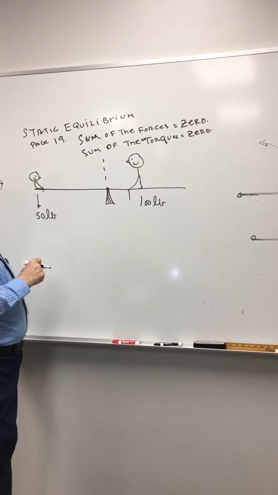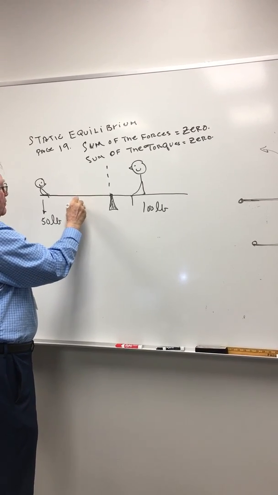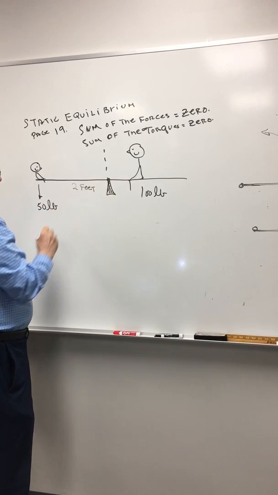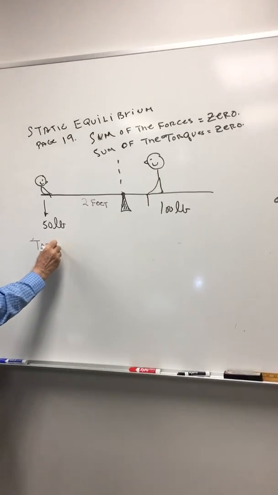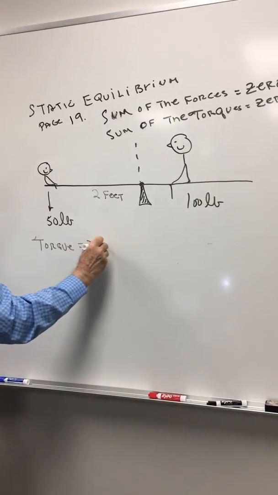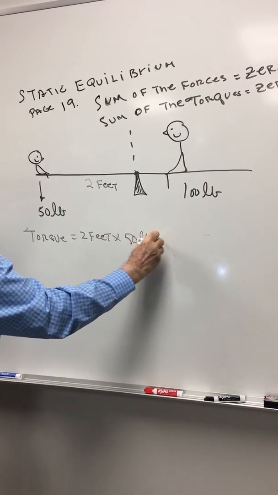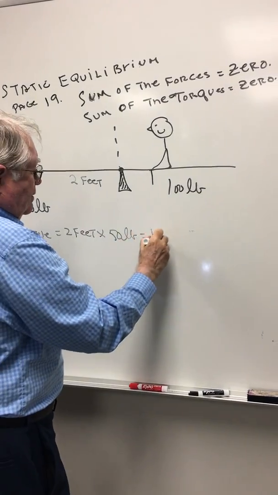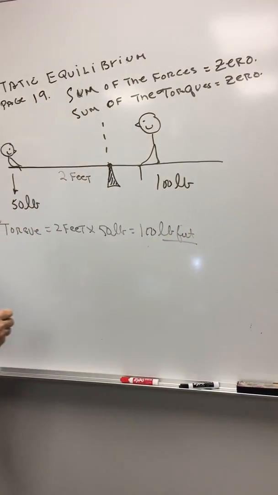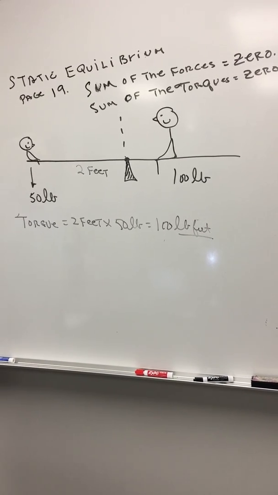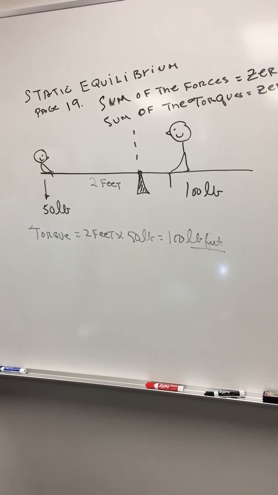So let's just suppose that this distance is about, let's say, 2 feet. The torque produced by the child would be 2 feet times 50 pounds, and that would be 100 pound-feet. Now, mom has to balance that out. So where would mom have to sit? Well, you were a child at one time, so you know that mom would have to sit closer.